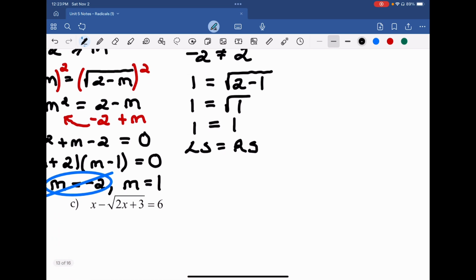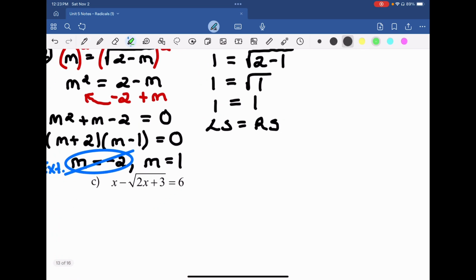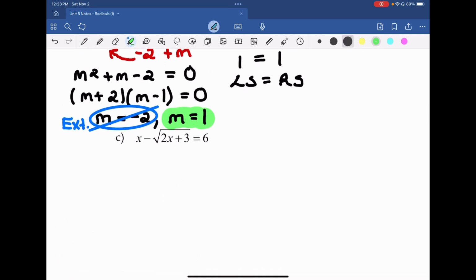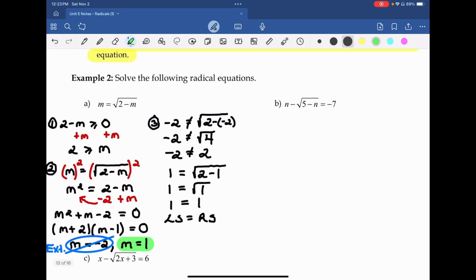And if we have this situation where left-hand side equals right-hand side, you can go down to your m's and then highlight the m being equal to 1. That works for us here. Perfect.